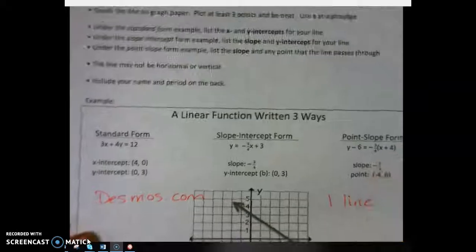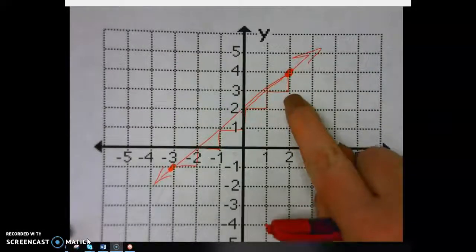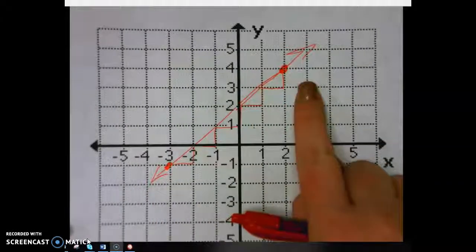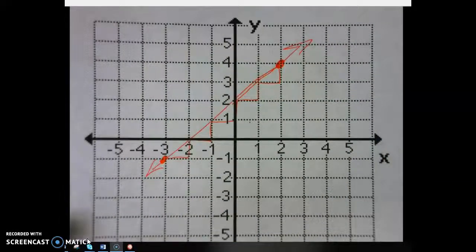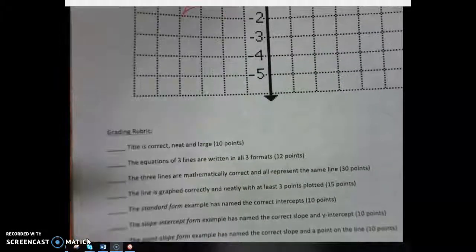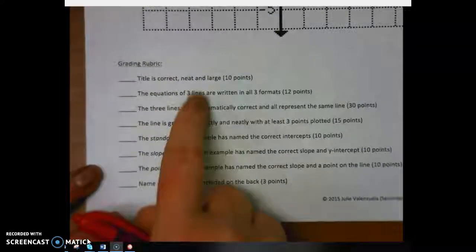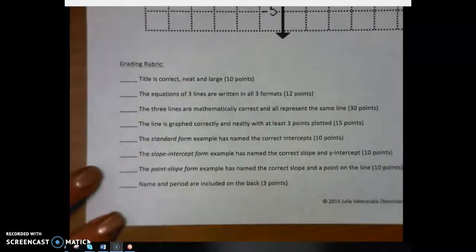Okay? Now, do I want to see 45 graphs that look just like mine? No. In fact, don't use mine. Unless you already made yours, then whatever, that's fine. Okay? These sections down here, this is how I'm grading your poster. This is how you know to get what points you're going to get.